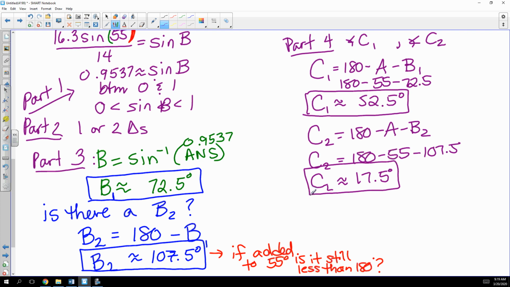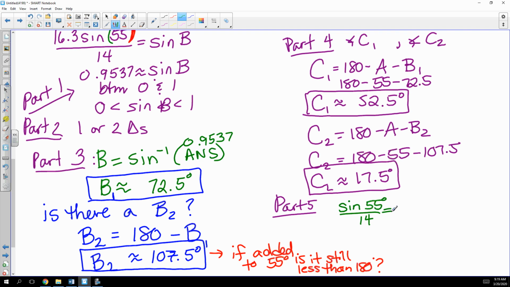So I'm going to set it up, and then you're just going to have to try to solve it and see. Remember that we started off the problem with sine, so this will be part 5. Part 5 is about finding side C sub 1 and side C sub 2. So you start off with sine of 55 degrees, which was angle A, over 14, which was side A.